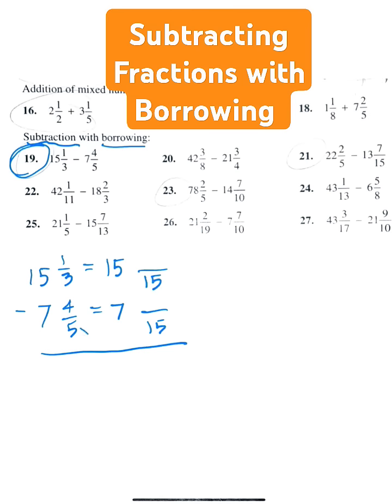5 times 3 gives me 15, therefore 4 times 3 gives me 12. 3 times 5 is 15, therefore 1 times 5 is 5. Now I notice that I cannot take 5 minus 12 because 5 is too small. So what I'm going to do is this concept of borrowing. I'm going to borrow one whole from the 15 by subtracting 1.